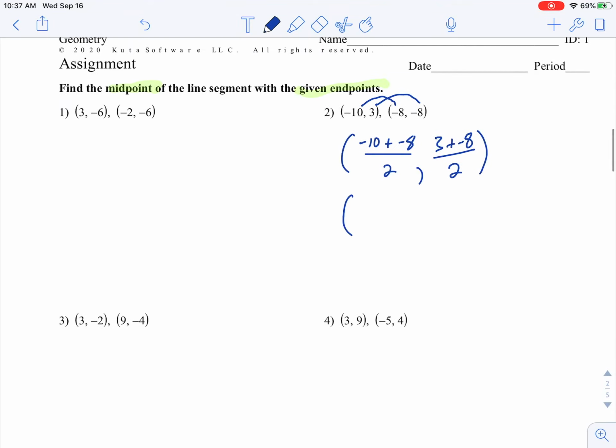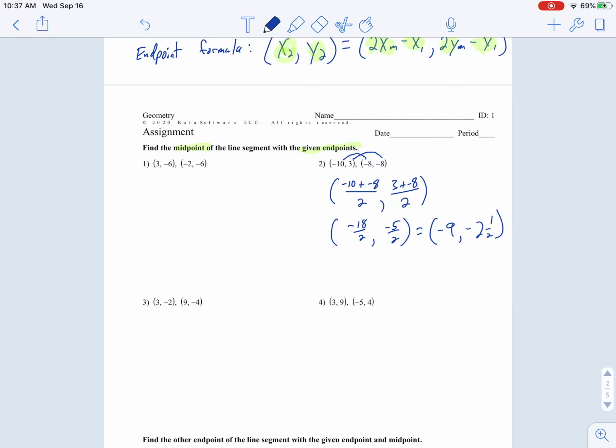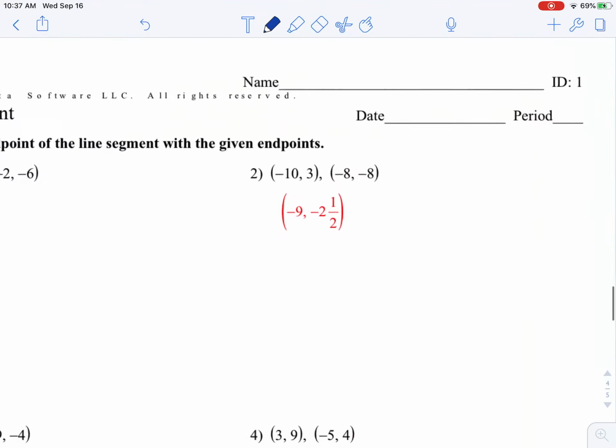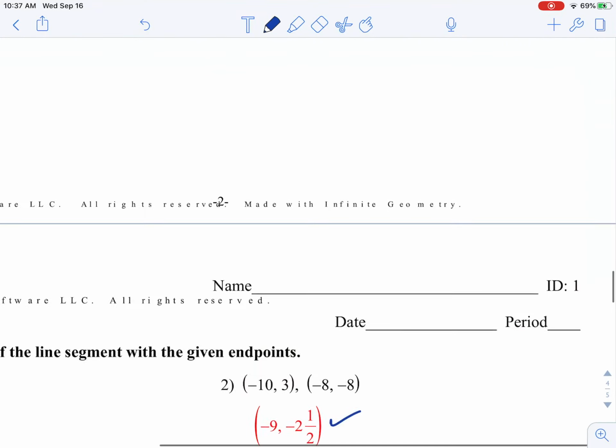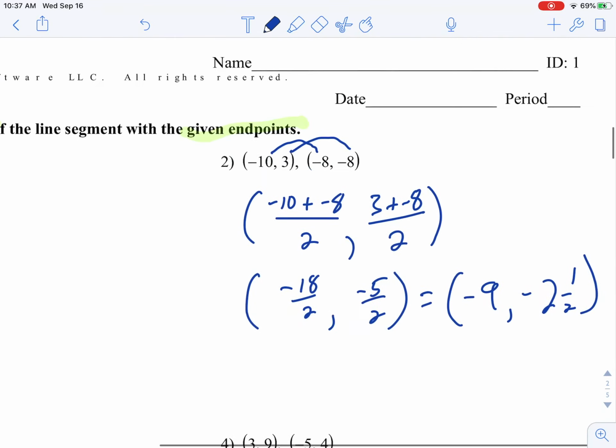So what does this work out to equal? Negative 18 divided by 2, comma, 3 plus negative 8 is negative 5 divided by 2. And that is negative 9, comma, negative 2.5? 5 divided by 2, 2.5. Let me check the answer, see if they do it in decimal or fraction. They do it in fraction right there. So there it is.